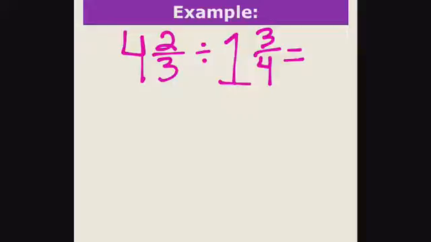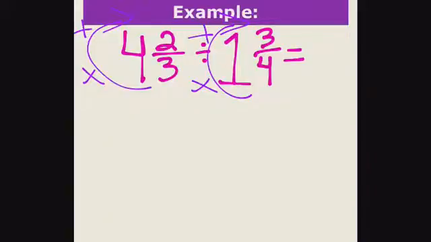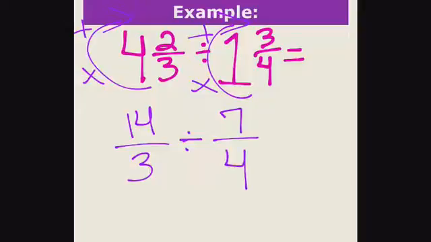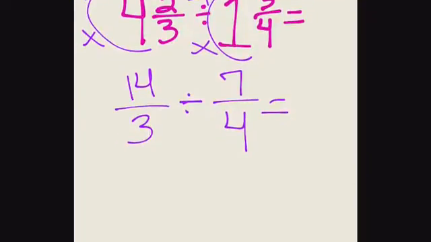Again, let's start with our mad face. 3 times 4 is 12. 12 plus 2 is 14, all over the denominator of 3. Okay, divided by 4 times 1 is 4. 4 plus 3 is 7. Denominator stays the same at 4. We're going to go ahead and change this to multiplication now. So 14/3 times 4/7.